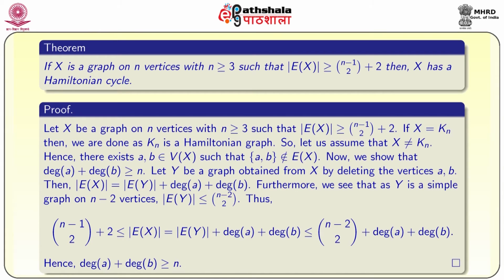Thus, we have (n−1 choose 2) + 2, which is less than or equal to the number of edges of X, which is equal to the number of edges of Y plus degree of A plus degree of B, that is less than or equal to (n−2 choose 2) plus degree of A plus degree of B. Hence, degree of A plus degree of B is greater than or equal to n. This one can verify by simplifying (n−1 choose 2) + 2 and (n−2 choose 2) + degree of A + degree of B, and we will get this portion.